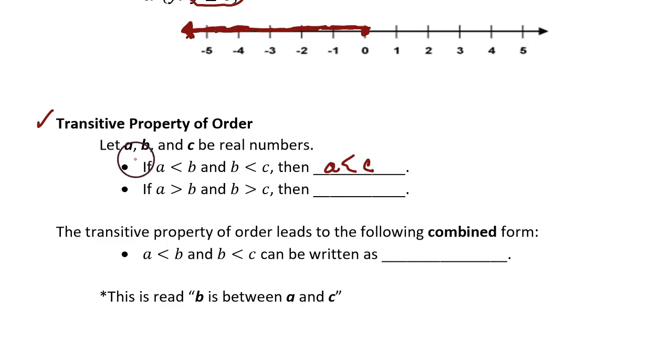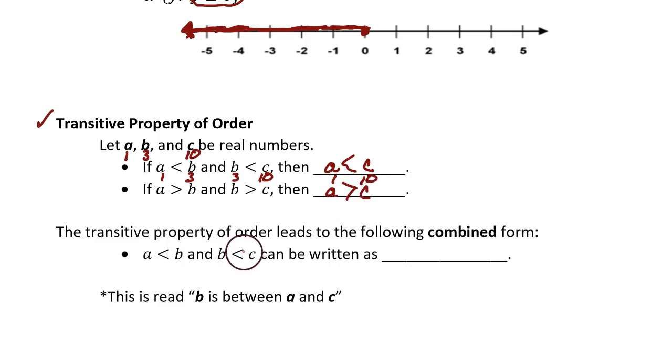Let's think of an example. Let's say A is the number 1, B is the number 3, and C is the number 10. 1 is less than the 3, and 3 is less than the 10. Therefore, the 1 is less than the 10. Common sense? The other true statement is, if A is greater than B and B is greater than C, then A is greater than C.